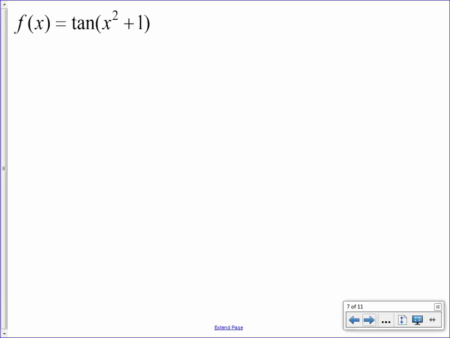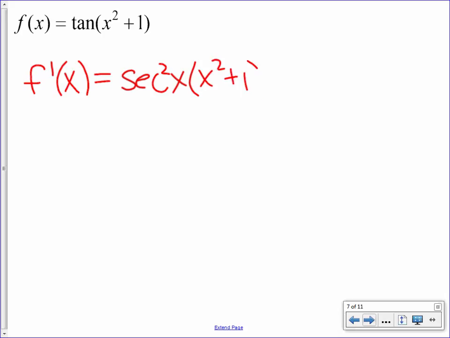Okay, one more simple one. Homework. What's our outer function? Tangent. What's our inner function? x squared plus 1. So, derivative of the outside: secant squared. Ooh, some people did their homework or memorized them. Thank you. We leave x squared plus 1 inside, times the derivative of the inside.